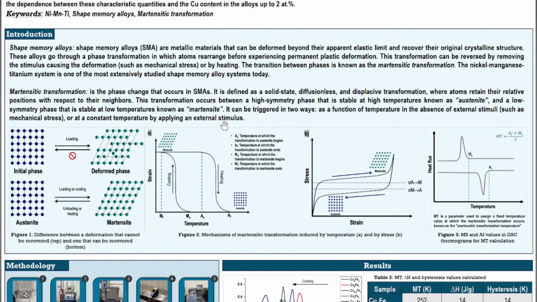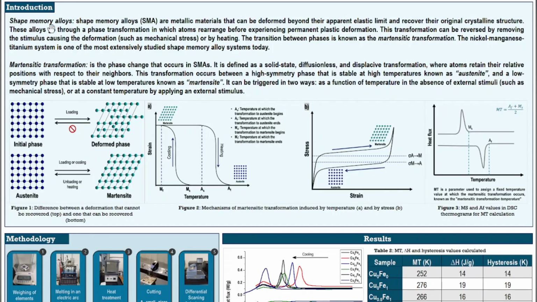So first, shape memory alloys are metals that can be strained beyond their apparent elastic limit and recover their original crystalline structure. These alloys do this thanks to a phase transformation in which atoms rearrange before experiencing permanent plastic deformation. This transformation can be reversed either by removing the stimulus causing the strain, such as mechanical stress for example, or by heating. The nickel manganese titanium system is one of the most studied shape memory alloy systems today.